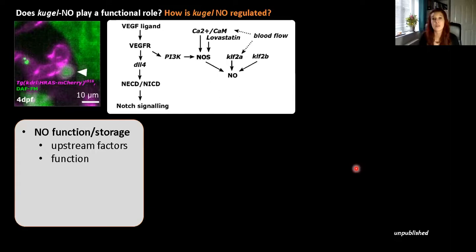We're especially also interested in learning about the different upstream factors such as KLF2 or lovastatin in blood flow, and how these impact the nitric oxide inside Kugel. Then we obviously also want to look at the actual function of nitric oxide as well as the actual function of Kugel. And for this, we go to the cellular level and the biomechanics.